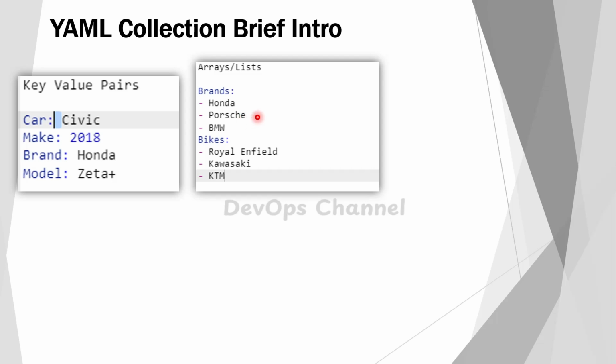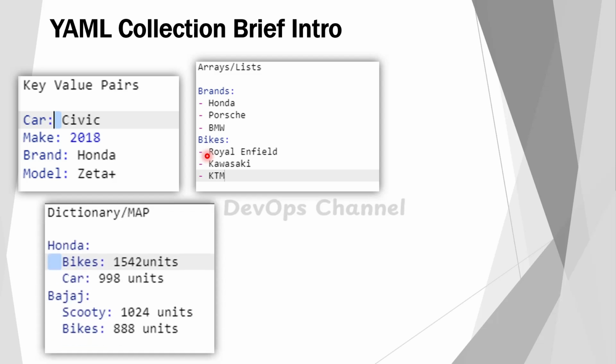The same applies if I assign another array or list like bike. I can also give the hyphen after two spaces: hyphen Royal Enfield, hyphen Kawasaki and hyphen KTM. But they should be aligned. If I give hyphen Royal Enfield and then misalign the hyphen in front of Kawasaki, it will not work and it will throw a parser error. Also keep in mind that after the hyphen there should be a space, with no extra spaces. YAML is very strict about spacing and indentation.